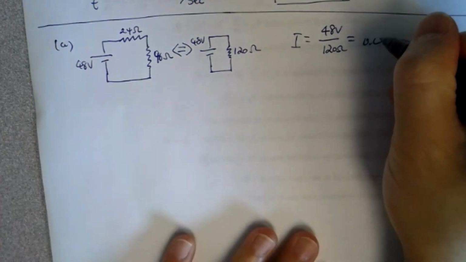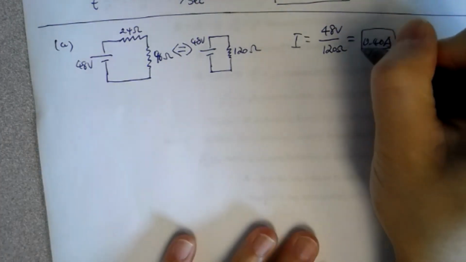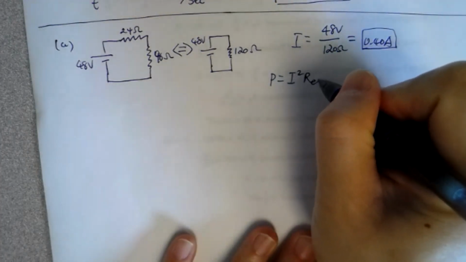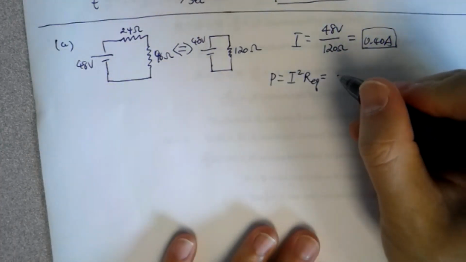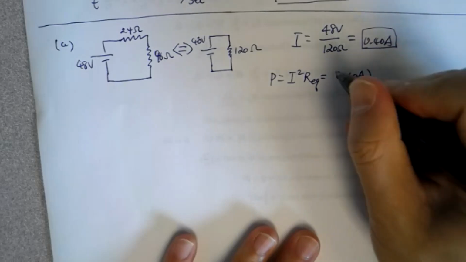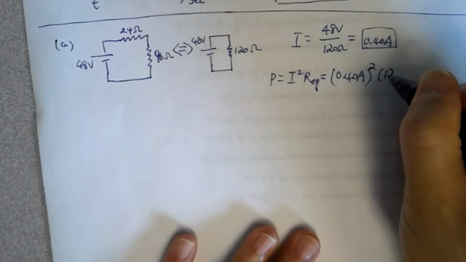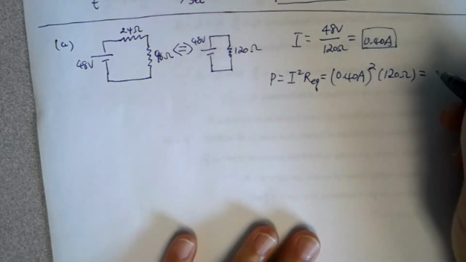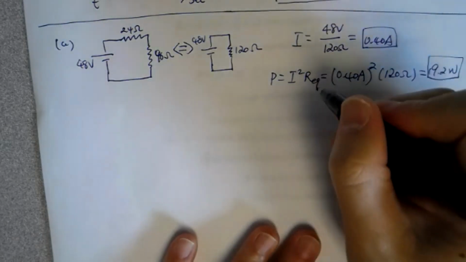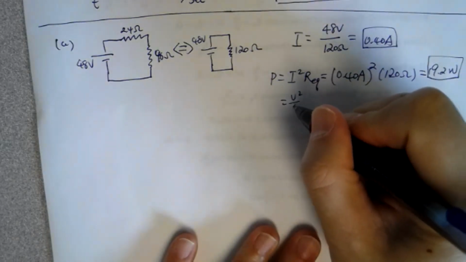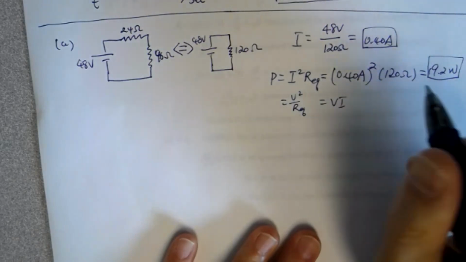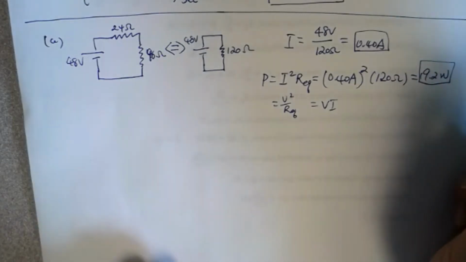So that gives you 0.40 amps. All right. And for the power, it will be I squared times R for the 2 in series. So 0.40 A squared times 120 ohms. That will give you 19.2 watts. Or you can do V squared over Req. Or you can do V times I. They're all the same, 19.2.